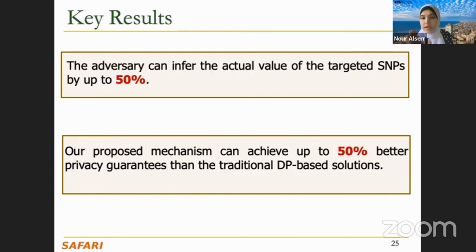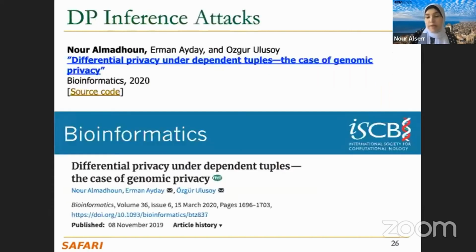We could limit that privacy degradation by 50%. So you can find all the details, all the algorithms we use, all the results in our papers. It's published in Bioinformatics, and it's also open source.